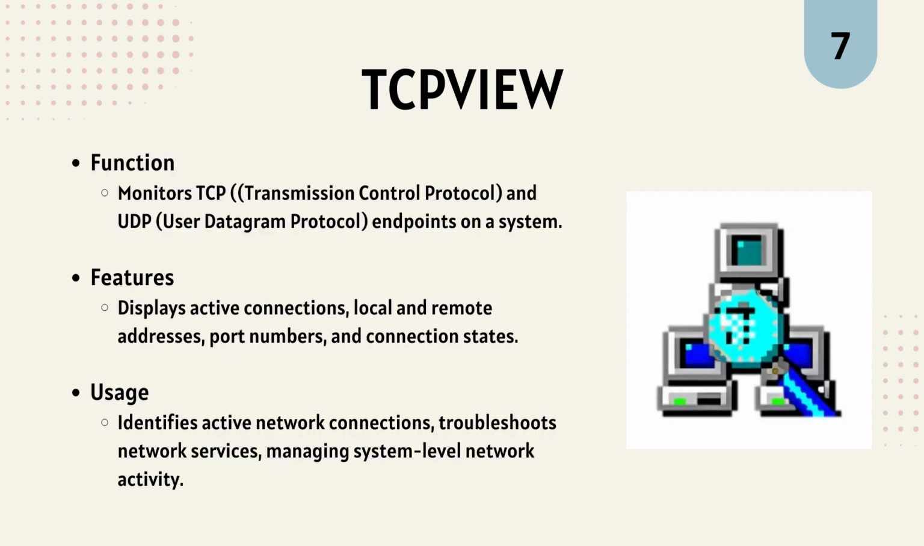So let's talk about TCP View, which is a network monitoring utility from Sysinternals, which provides a detailed and comprehensive view of the network connections currently active on your Windows system. So what is the function of TCP View? The function is to monitor TCP and UDP endpoints on the system. The features of TCP View are to display active connections, local and remote addresses, port numbers, and connection state. The uses of TCP View are to identify active network connections, troubleshoot network services, and manage system-level network activity.